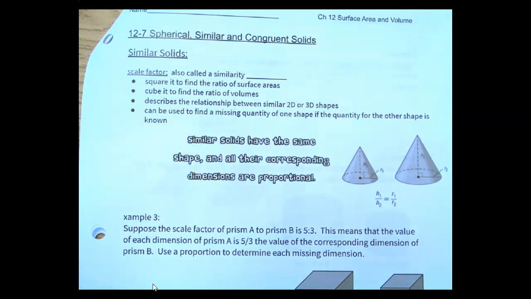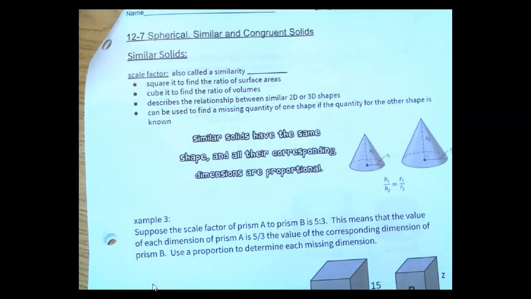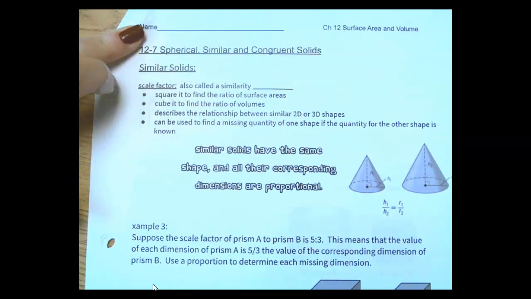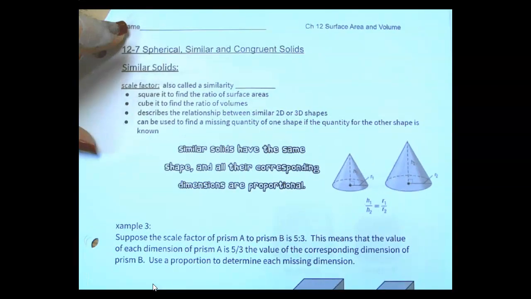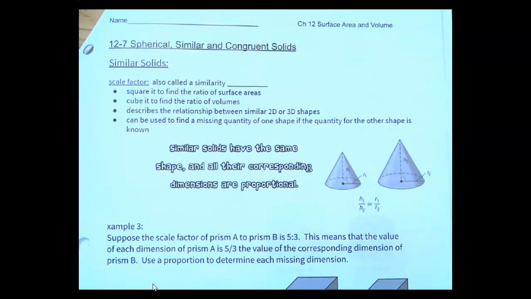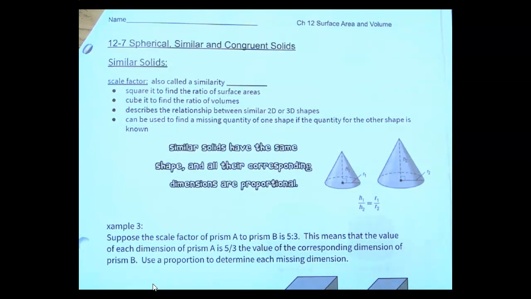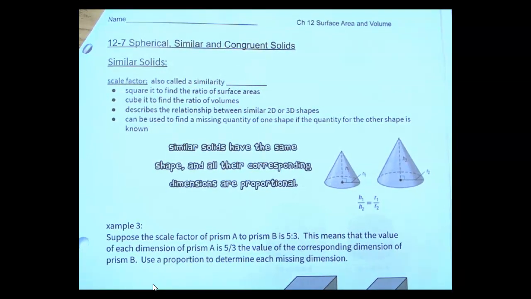Okay, so today is our last section of this chapter, chapter 12. We have one more chapter to go through, which is data, so chapter 13, and then we're done with regular geometry. Okay, so this last section is called spherical, similar, and congruent solids.